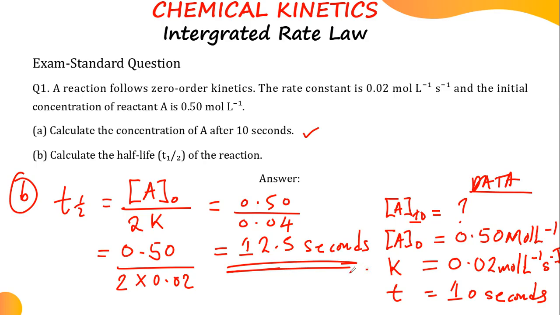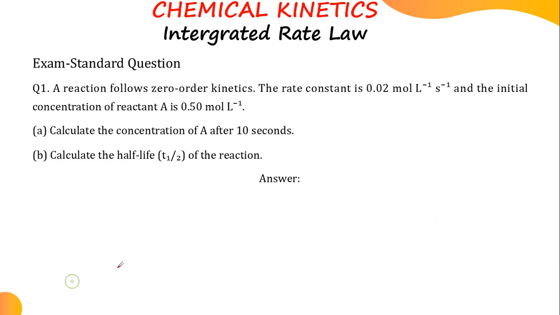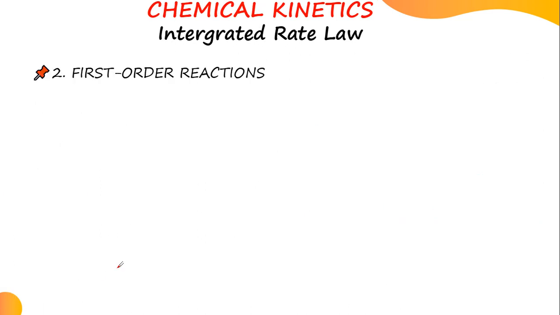Any question? Is it clear? Yes, it's clear. So that's how you go about the zero order. You just have to know the formulas for the half-life as well as for the integrated rate law, the one I gave you. Very important. So we can now proceed to the first order.